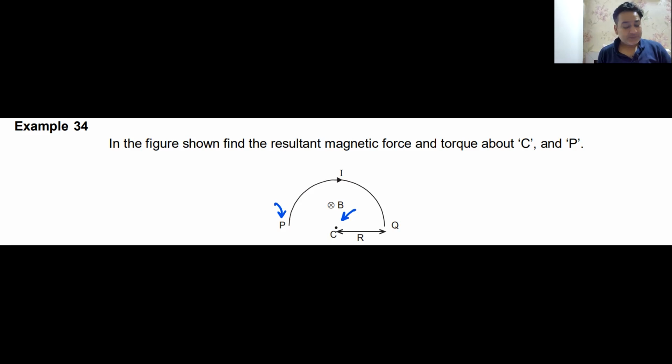You obviously know the answer for the force. Yes or no, beta? Force is zero? No, force is not zero. So you have to complete the wire first, and it will be 2IRB. Yes or no? Torque about C is pretty simple, it is IAB sine theta. Yes or no? That is very simple. What about the torque about the point P?